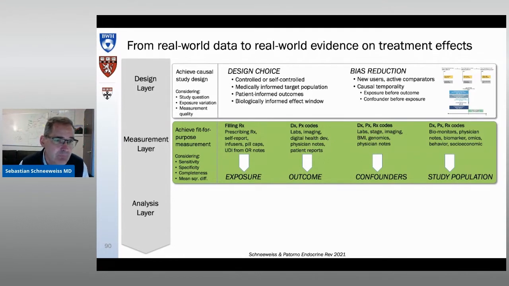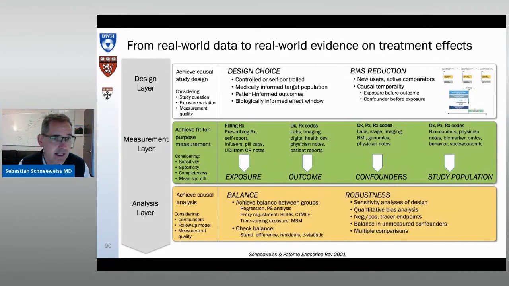Then once we have identified these measurements, next click please, we come to the analytics layer, where we then compare the incidence rates between the 2 groups that we're comparing, and the focus is very much on achieving balance in the 2 groups that we're comparing in the absence of baseline randomization, okay? There are plenty of methods there. What is important, I want to underline here, is that we want to do sensitivity analysis to check the robustness of our findings.